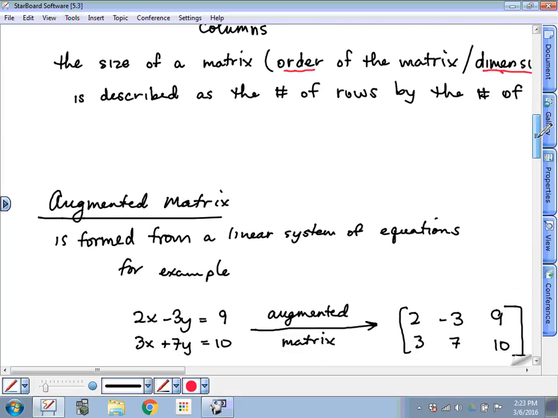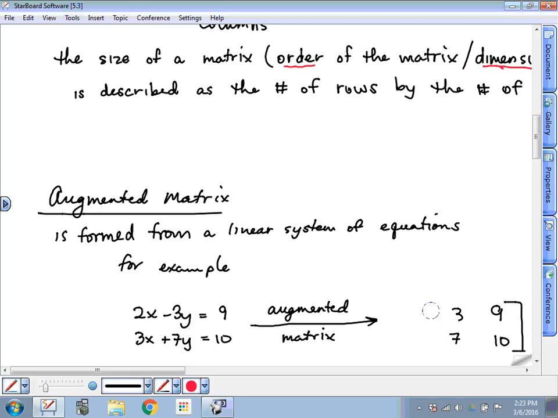So, for example, given a very simple system of equations here, 2x minus 3y equals 9, and 3x plus 7y equals 10. It's a linear system of equations with 2 variables.